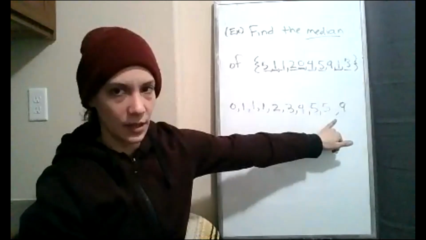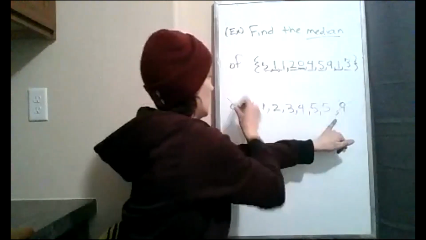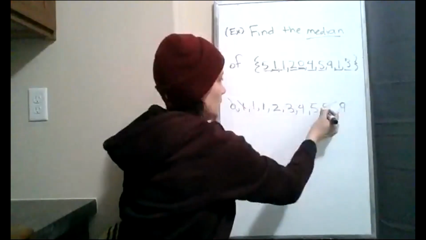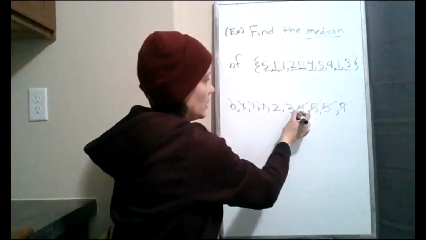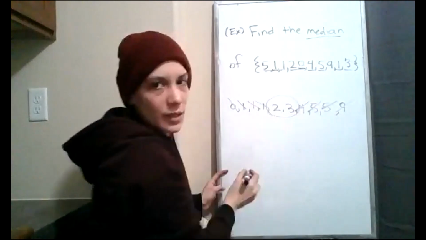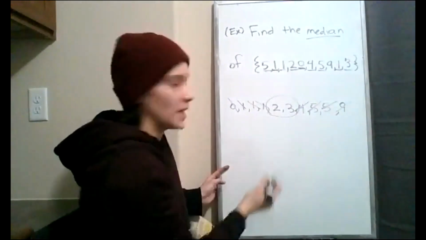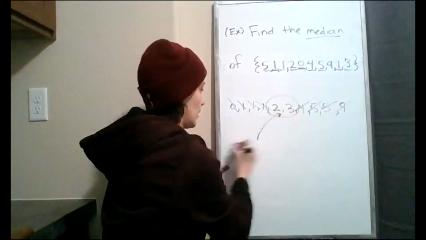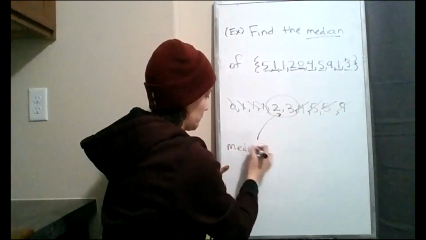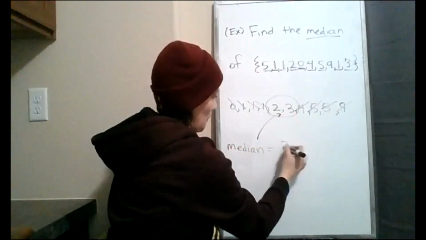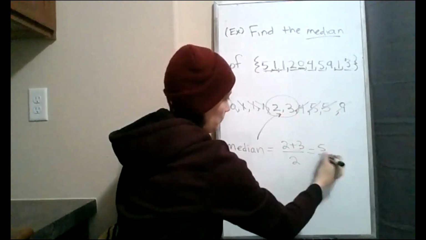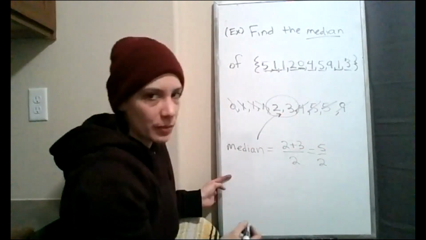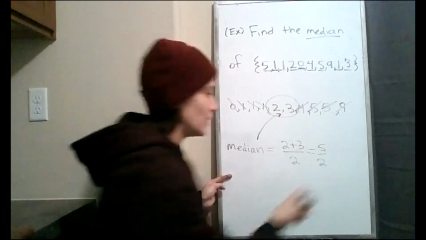So start on the edge. Keep going towards the middle. Either you get a number in the middle or you get 2 numbers in the middle. When there's 2 numbers in the middle, we take the average. We could put 2.5 or 5 over 2. Either way is fine.